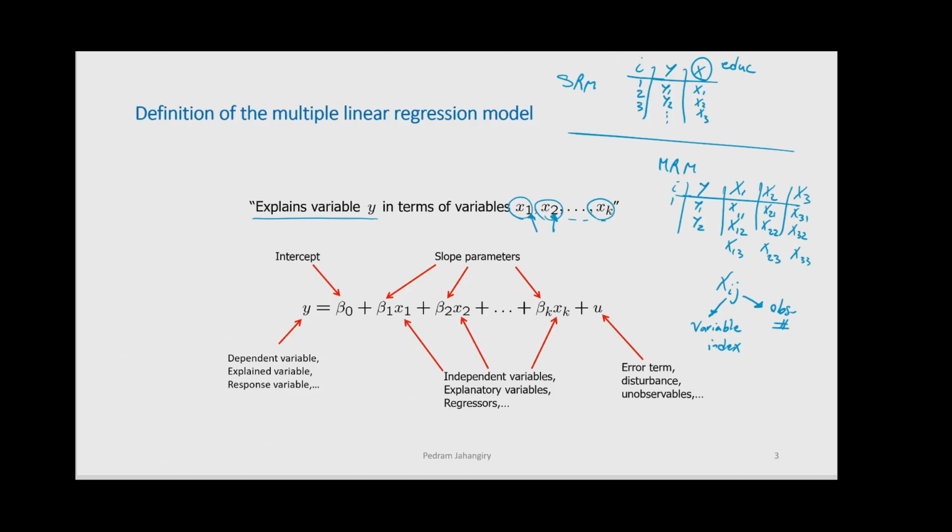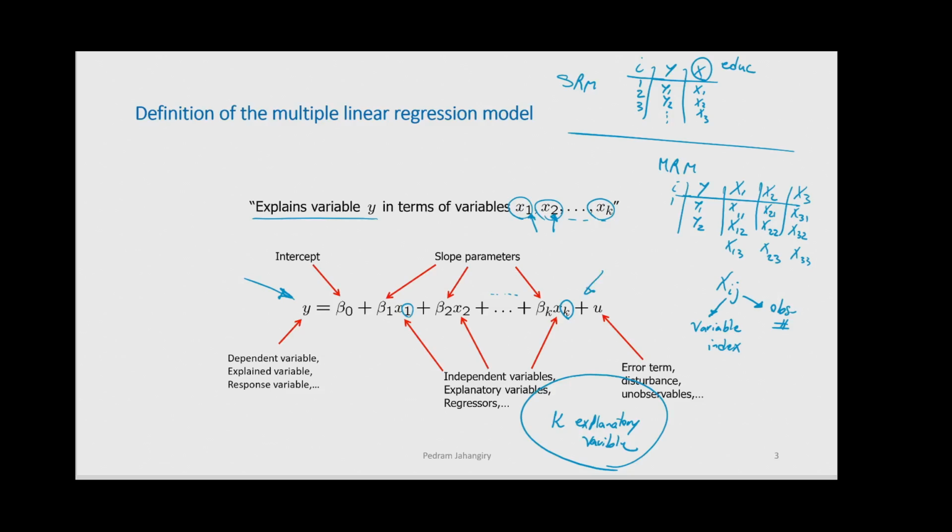And our general model is like this. y is equal to beta 0 plus beta 1 x1 plus beta 2 x2 and beta 3 x3, etc., up until beta k xk plus u. So how many explanatory variables do I have from 1 to k? So we're going to have k explanatory variables. So this is a general multiple regression model.